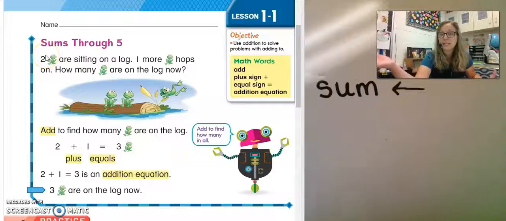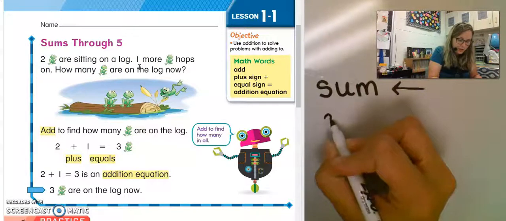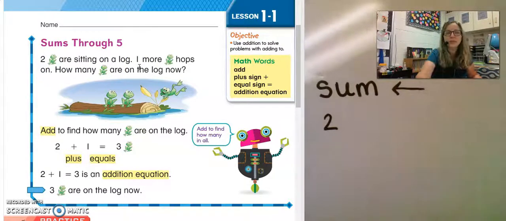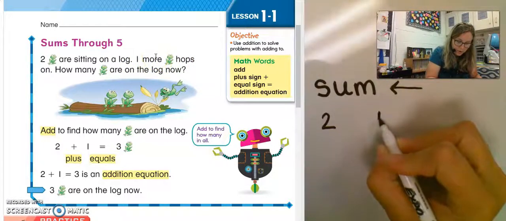Okay, so that 2 is an important number. I tell the kids here in the classroom, when you see numbers in a word problem, you should circle them, because chances are that we're going to need those numbers to solve our problem. So go ahead and circle that number 2. There are 2 frogs sitting on a log, and I'm going to write down that number 2 right here. You've circled it, okay? There are 2 frogs sitting on a log. 1 more frog hops on. So circle that 1 more frog, and I'm going to put my 1 more frog right here.